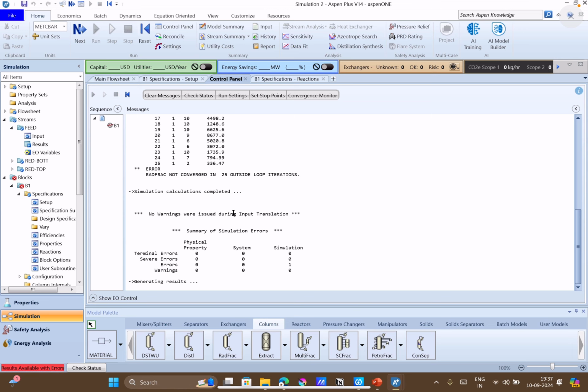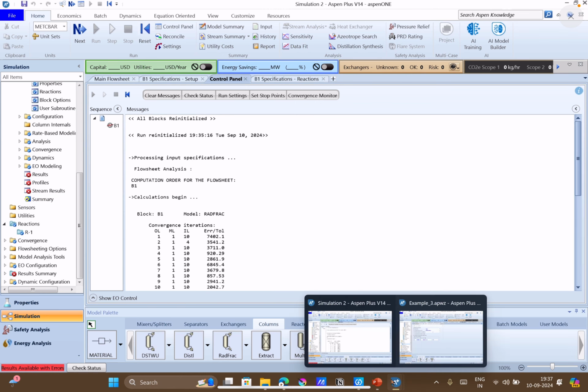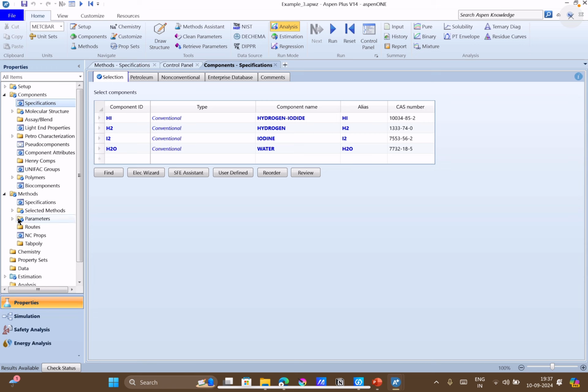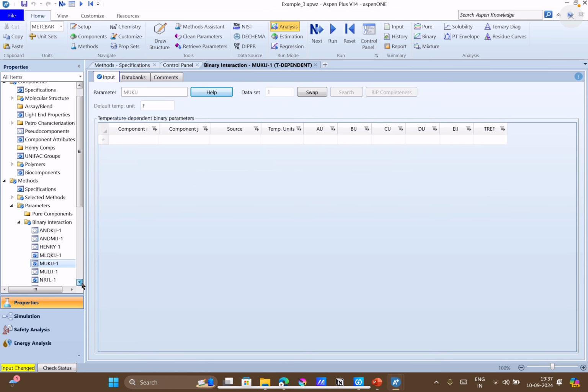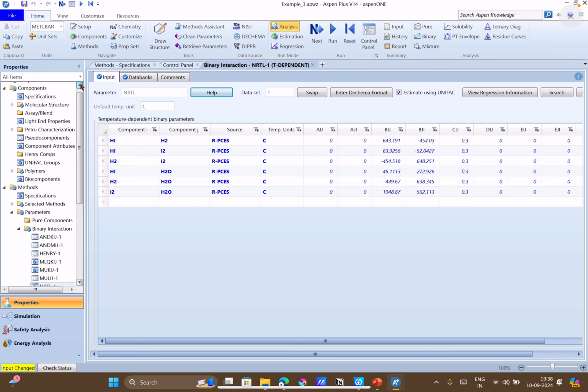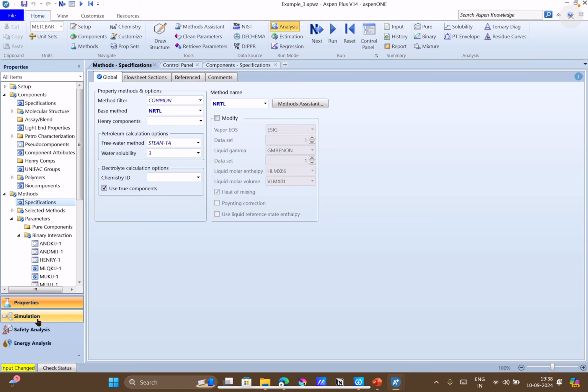Red flag, not converging, 25. Again the same error I am getting. What different have I done? We had selected binary parameters using the UNIFAC method. Have I done that previously? Yeah, here also the UNIFAC method has been used to generate binary parameters. Method is NRTL only.